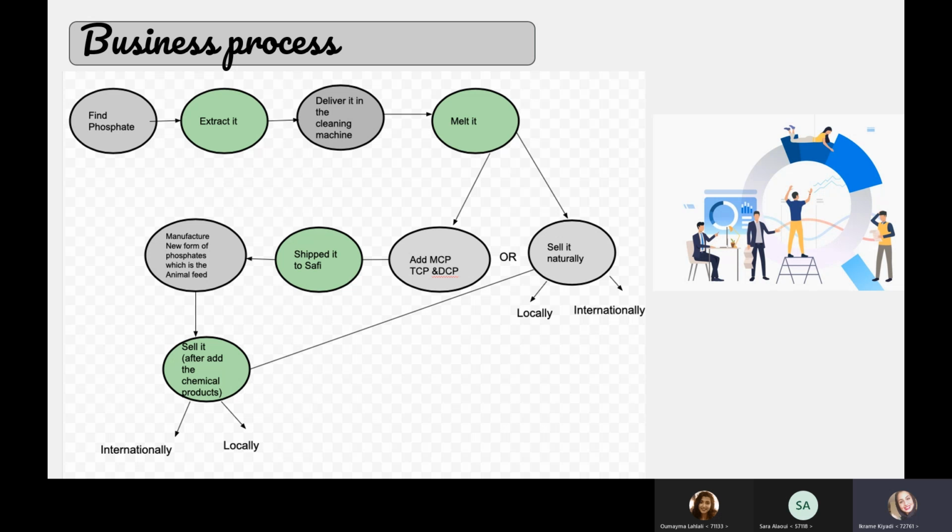Now here you can see the business process. First step is to define the phosphate. After that, they extract it. Then they deliver it to the cleaning machine. They melt it after this. After that, they choose if they're going to sell it naturally, locally or internationally, or add some chemical products, which are MCP, TCP, and DCP. After that, they ship it to Safi, and then they manufacture a new form of phosphate. And after that, they also sell it internationally or locally.